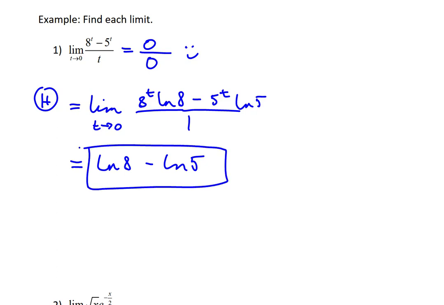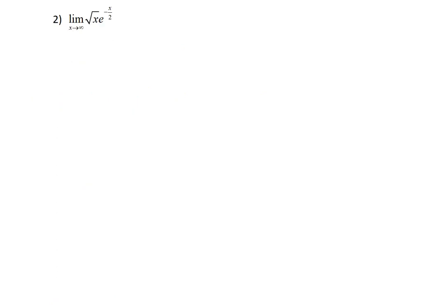Notice that's not indeterminate, that's a real number value. It's an ugly number, but we'll just leave it in exact form here with no decimals. So natural log of 8 minus natural log of 5 is how we can get this limit thanks to L'Hopital's rule. Let's try a second example.